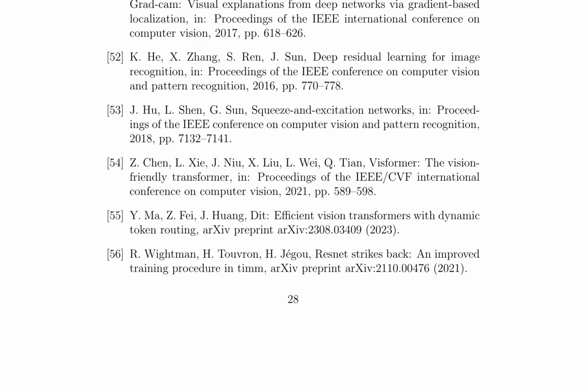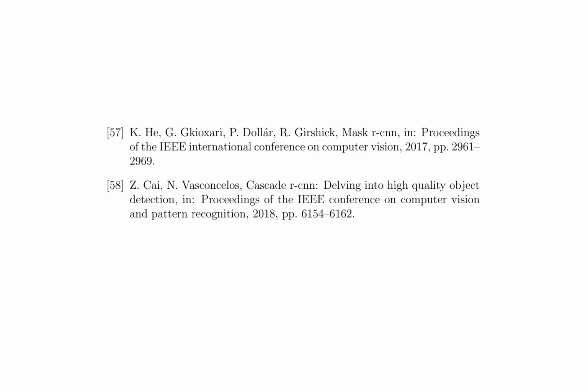The referenced papers by He et al. [57] and Cai et al. [58] significantly contribute to the field of object detection in computer vision. He et al.'s Mask RCNN [57] extends the Faster RCNN architecture by incorporating a segmentation branch, enabling the model to predict pixel masks for object instances. This innovation enhances object detection and segmentation accuracy, particularly for objects with complex boundaries.